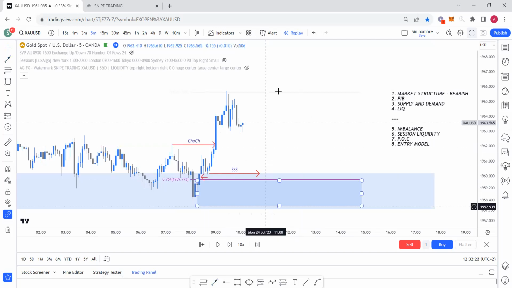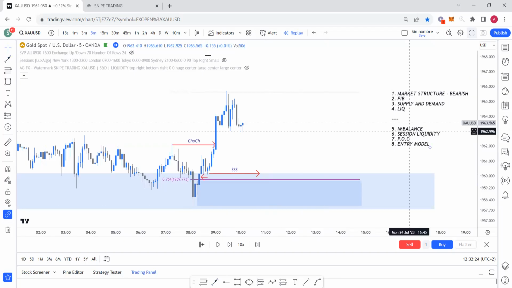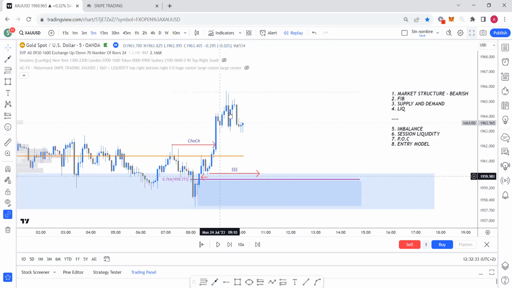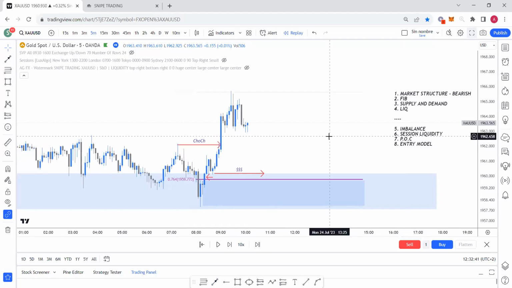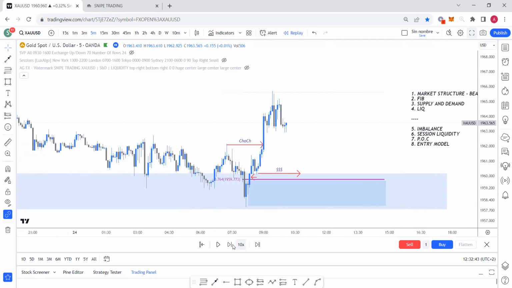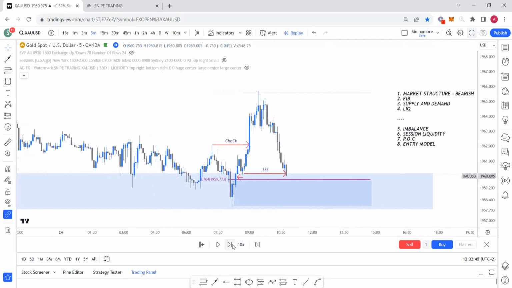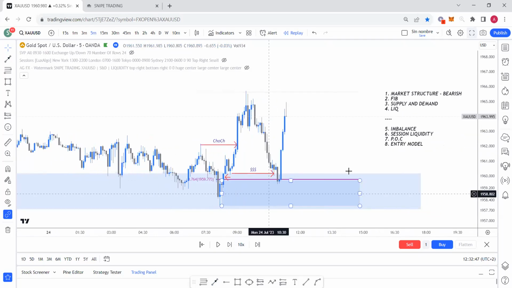Session liquidity. There was no session liquidity. I know. Point of control. It was what? 15 pips away. Nah, you could account for it or not. I am not going to account for it. Entry model, neither. So we had 5 of the 8 confluences. And price then came, reacted perfectly to the zone.